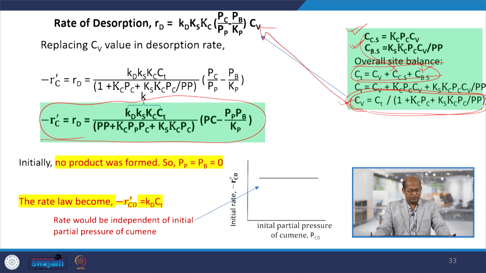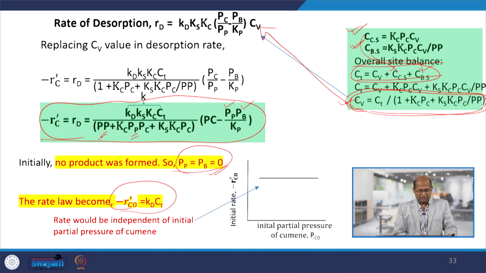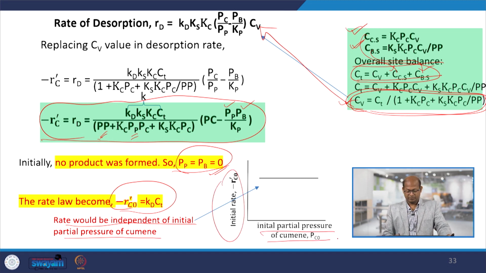In this case, if we also consider that initially there was no product formation, then the partial pressure of propylene and benzene would be 0. If we put these two components, propylene and benzene, as 0, then this equation becomes this. So, the rate would be independent of the initial partial pressure. If we increase the partial pressure of cumene, the rate would follow like this, a straight line will come, independent of the initial concentration or initial partial pressure of the cumene. So, it would be like this.